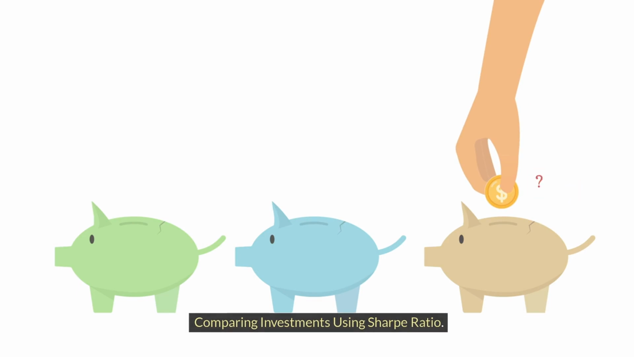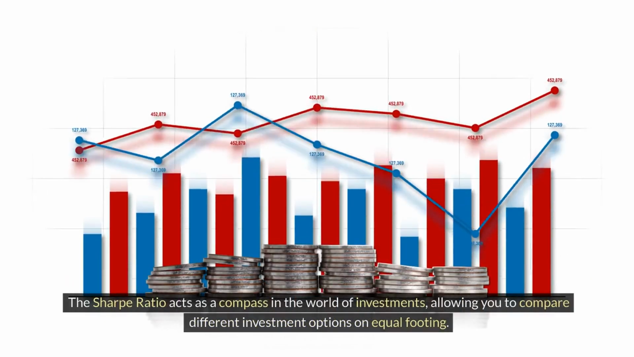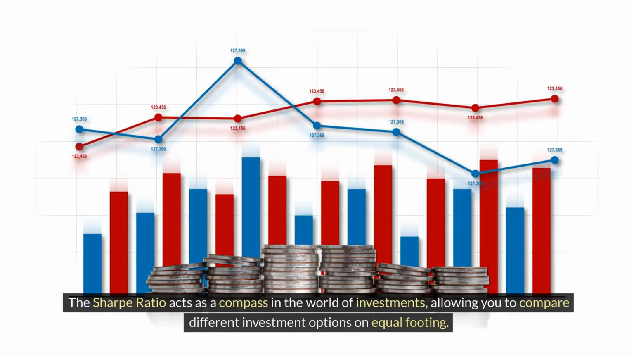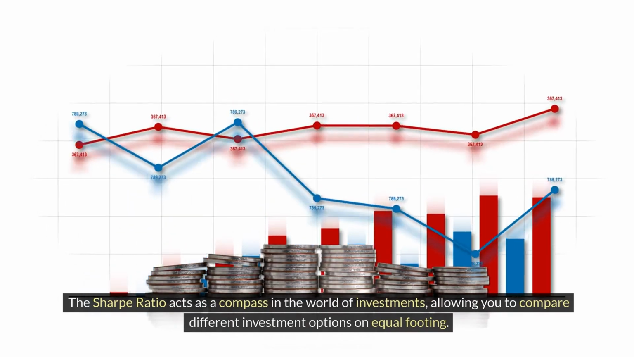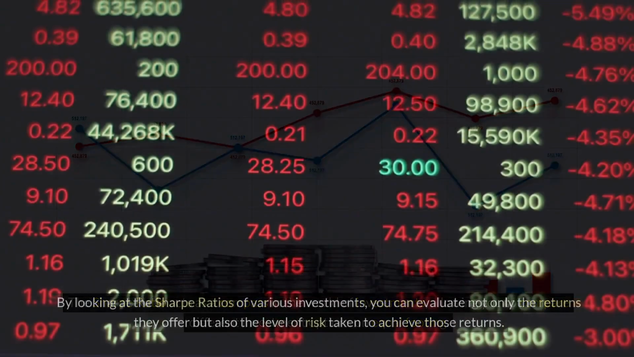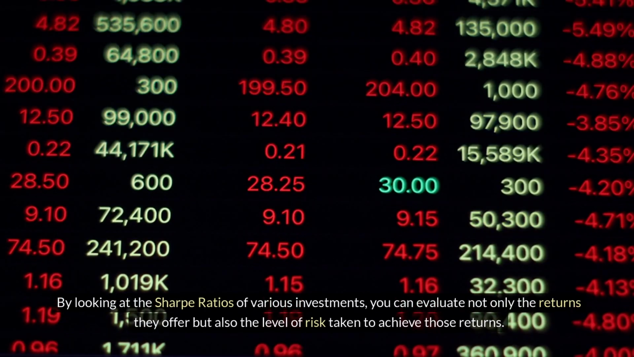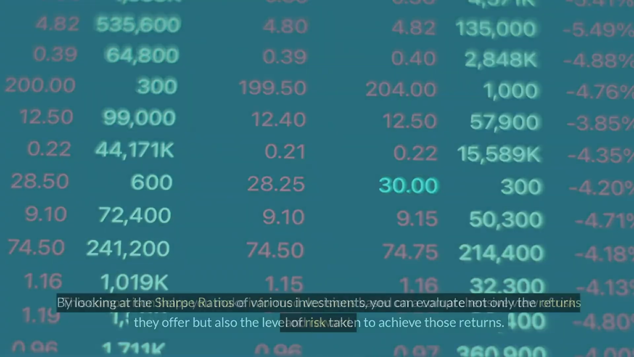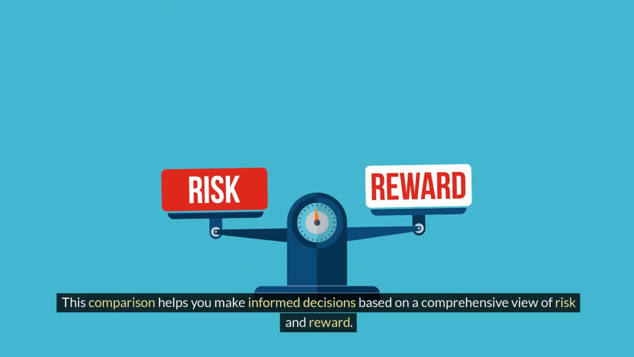Comparing investments using Sharpe Ratio. The Sharpe Ratio acts as a compass in the world of investments, allowing you to compare different investment options on equal footing. By looking at the Sharpe Ratios of various investments, you can evaluate not only the returns they offer but also the level of risk taken to achieve those returns. This comparison helps you make informed decisions based on a comprehensive view of risk and reward.